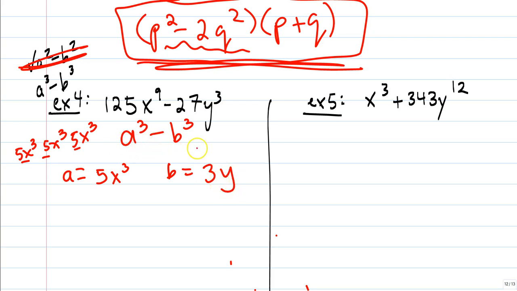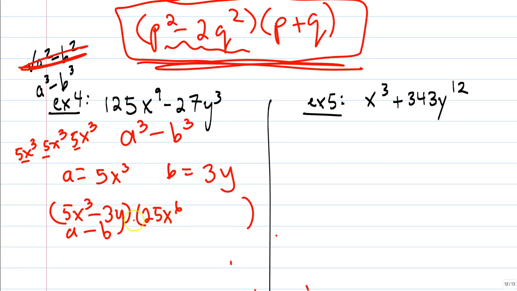Since it's a cubed minus b cubed in my notes, this is what I have. I'm literally just going to fill it in. A minus b, 5x cubed minus 3y. A squared, 5x cubed times 5x cubed, 25x to the 6th. Opposite, plus ab, 5 times 3, 15x cubed y. And last, b squared, so how about 9y squared.